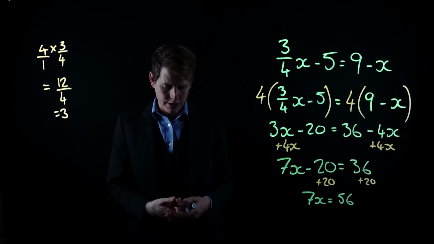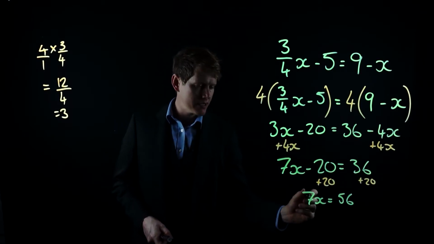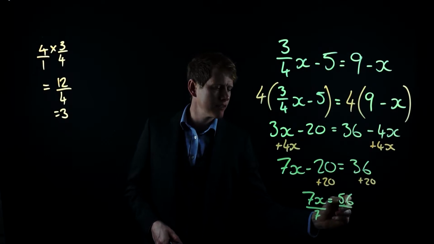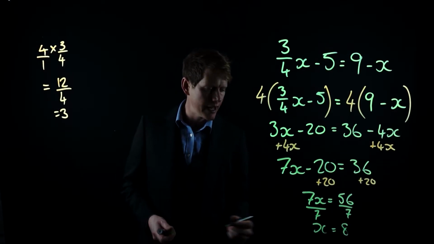And finally, all I need to do to solve for x is, well, this means 7 multiplied by x, so do the inverse of multiplying by 7. So I divide both sides by 7, and that gives me x equals 8.